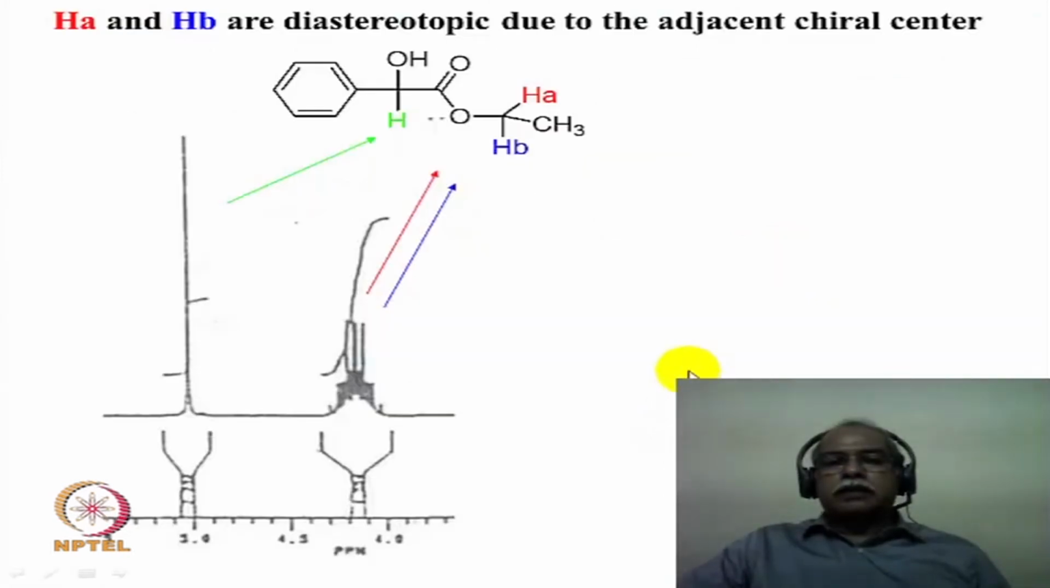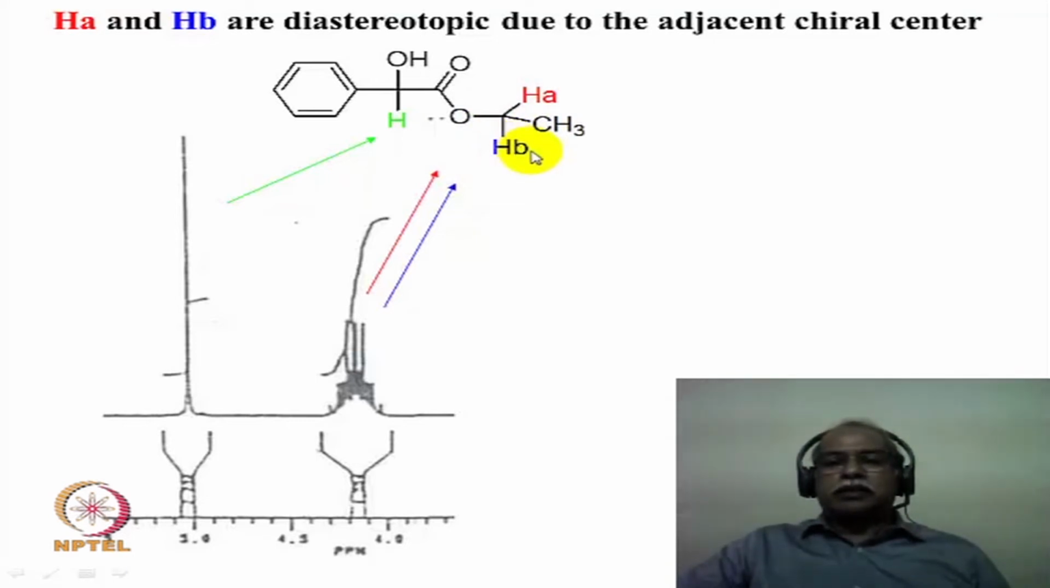Now let us consider this example, which is an illustration of diastereotopic hydrogens adjacent to a chiral center. This is ethyl mandelate, the compound. Mandelic acid ethyl ester is what is shown here. This particular center is a chiral center in mandelic acid. As a result of that, these 2 hydrogens of the methylene of the ethyl group, the CH2 of the ethyl group, are diastereotopic in nature.